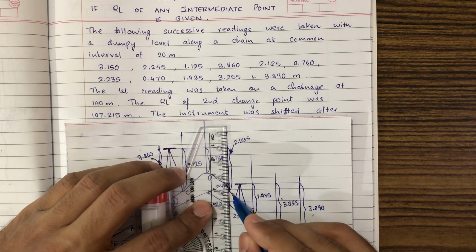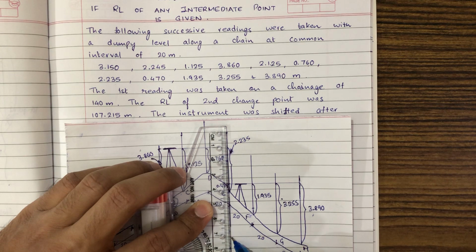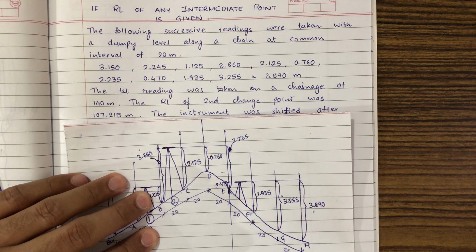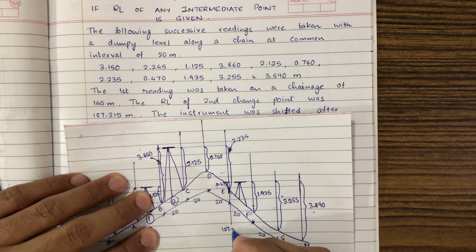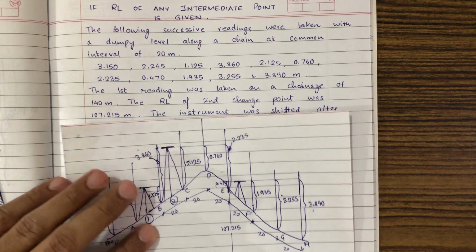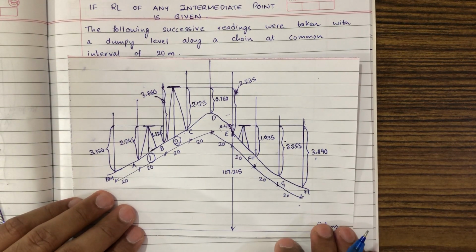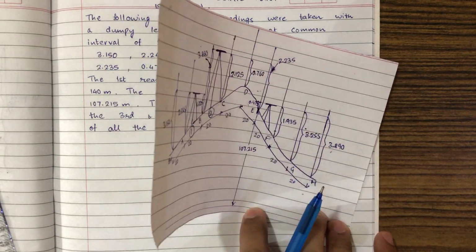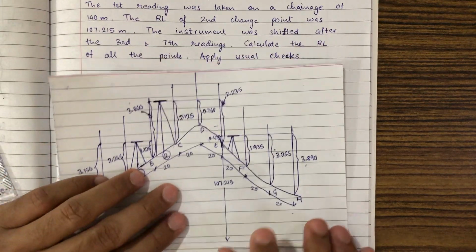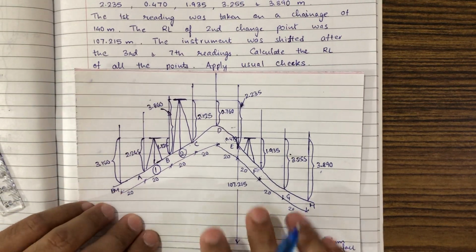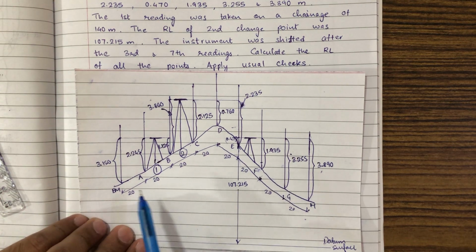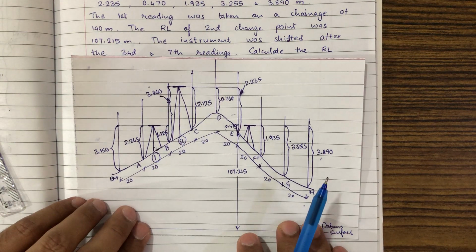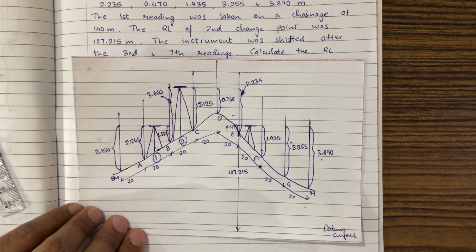This height is given to us, and this height is 107.215. So based on this, we have to calculate the RLs of other points. The RL of this point E is given, so we need to find the RL of F, G, H, D, C, B, A and the benchmark. Fine. So how to proceed with this?